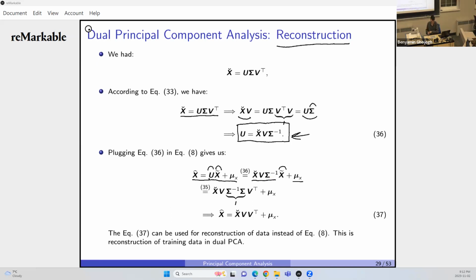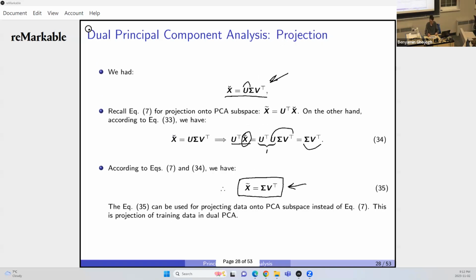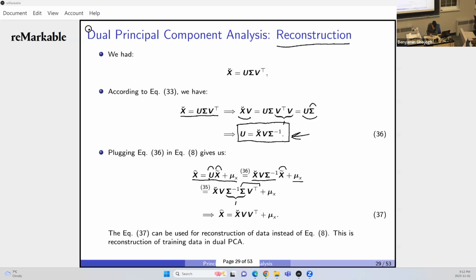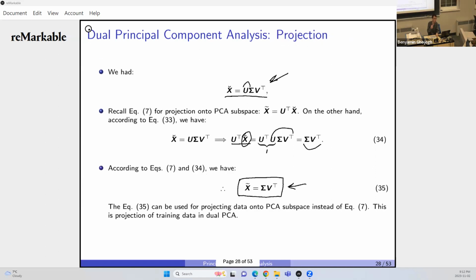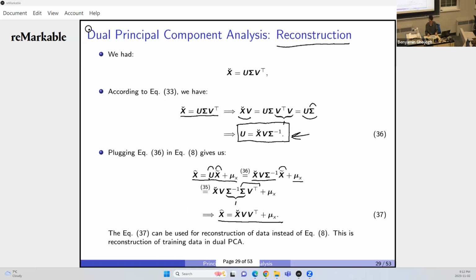So far clear? Now, what was X tilde? Now I replace it. X tilde was sigma V transpose. So I replace X tilde by sigma V transpose. Interestingly, sigma inverse sigma appears. Sigma inverse sigma is identity. So it simplifies: X hat becomes X breve V V transpose plus mu X, right? So this is reconstruction in dual PCA. By the way, the previous one was projection in dual PCA. This is reconstruction in dual PCA for training data, right?